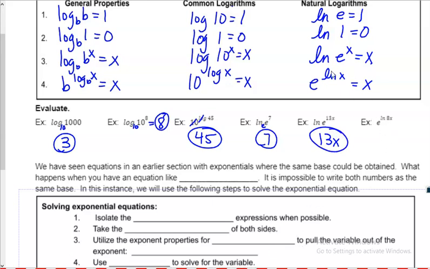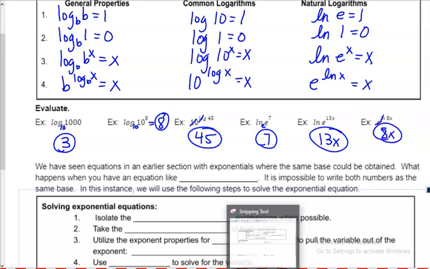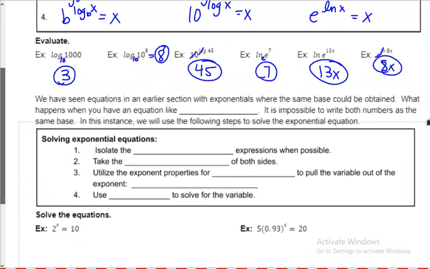And here, evaluating this piece right here, e to the natural log, gets me back just that expression of 8x. So those would be our answers. And they are pretty quick. They're pretty quick whenever you're going through them, as long as you understand those basic logs.